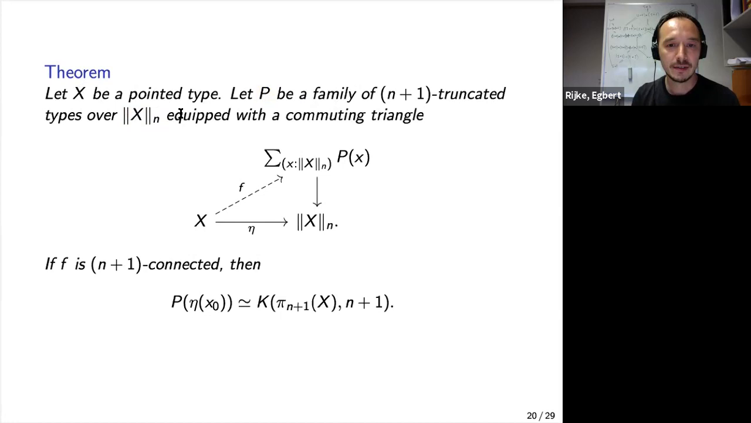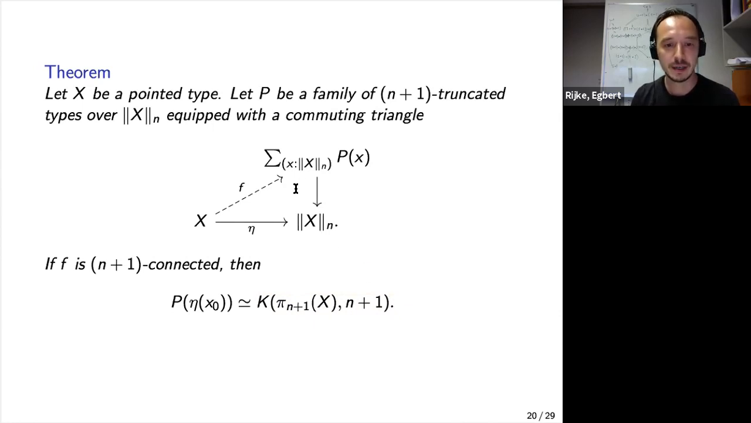Now, if you can fit it in a commuting triangle like this, so I can lift the unit of the n truncation against the projection. And if I can show that this lift is n+1 connected, then that is great, because that implies that the fibers of P are these Eilenberg-MacLane spaces. And I'm gonna give you the proof.